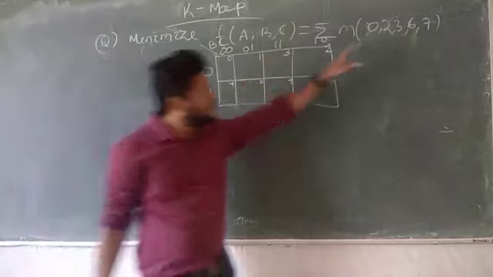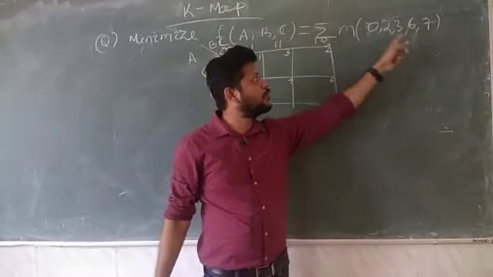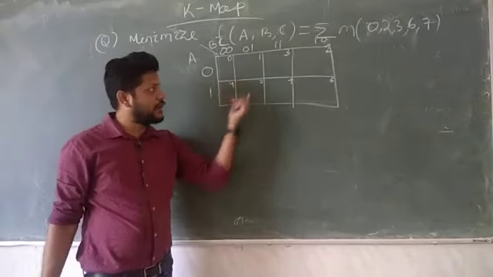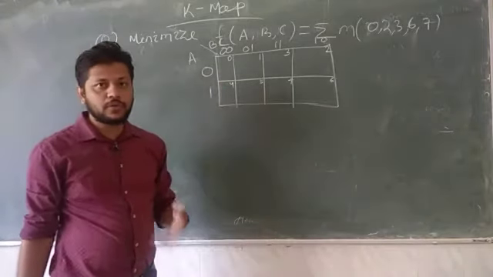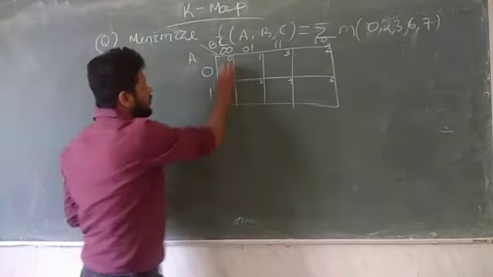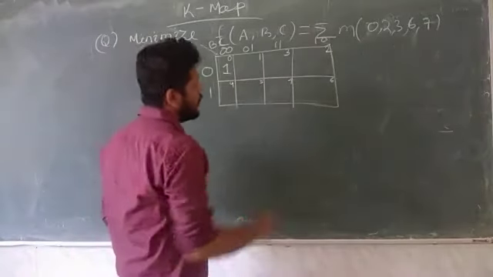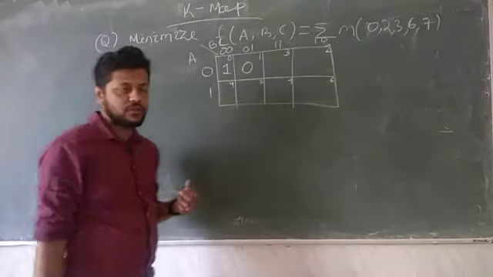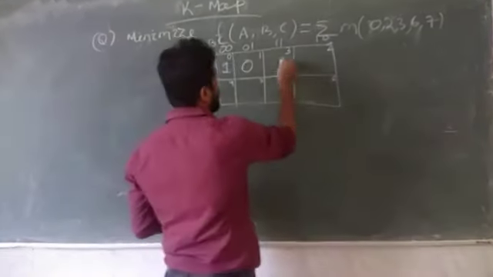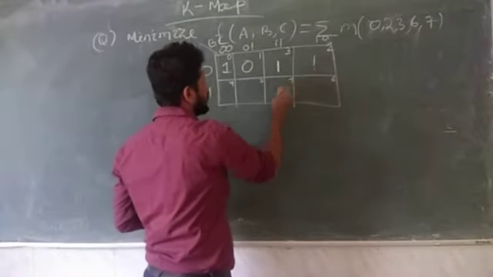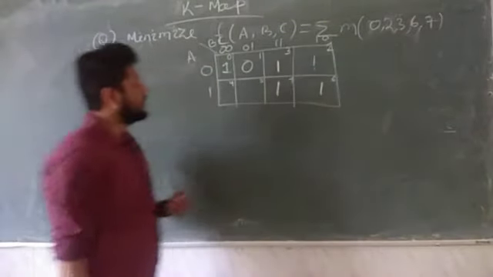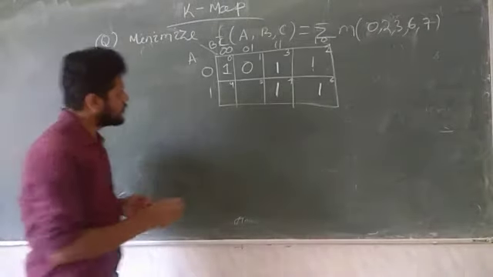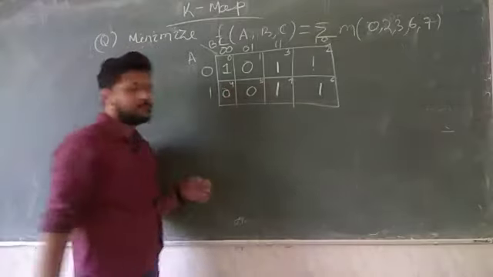Now which min terms are present in the expression? 0, 2, 3, 6 and 7. So for 0, 2, 3, 6, 7, you need to write 1 here, because all the min terms always give you 1. So 0 is 1, then cell 1 you have to fill with 0, then we have 2, 3, 6 and 7 as 1. The remaining 4 and 5 are also 0.